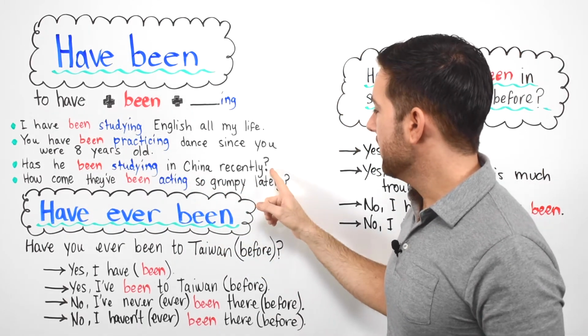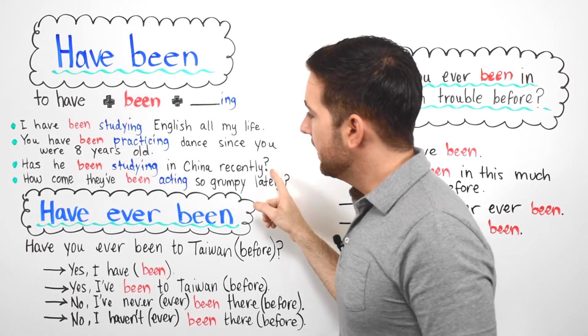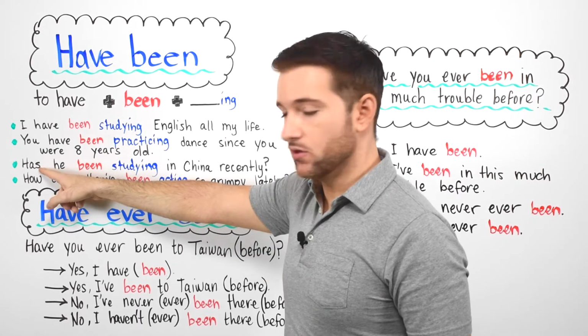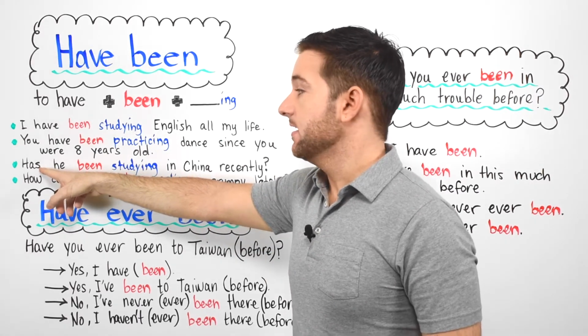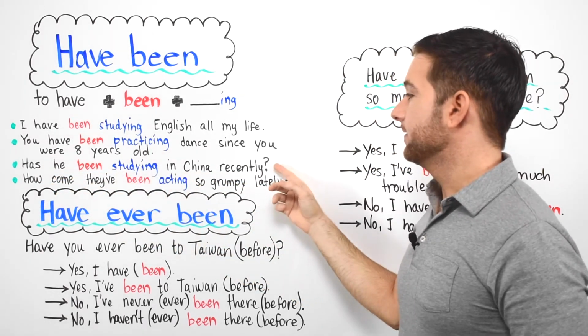And notice that we have a question mark here and we have has in the beginning. So when we have has, right, it usually forms a question at the end, okay?